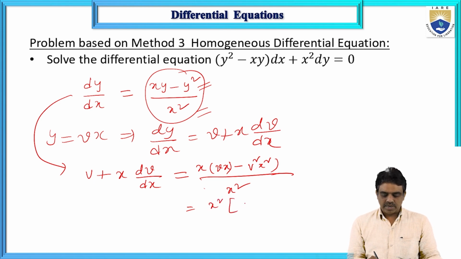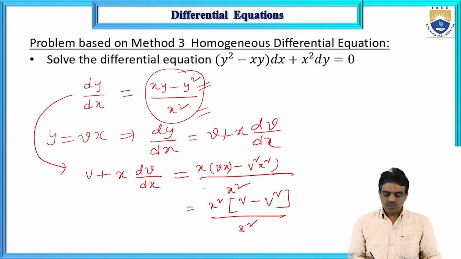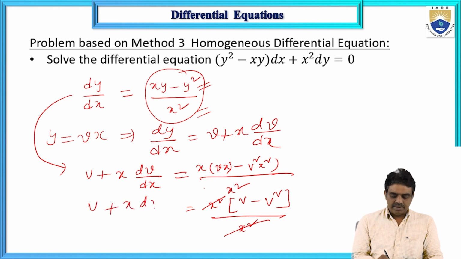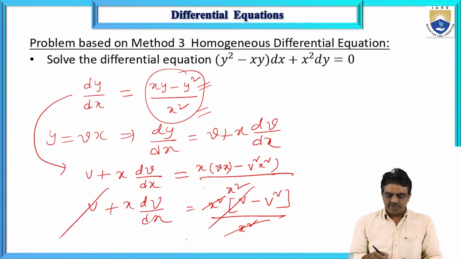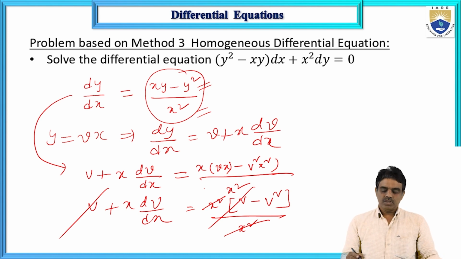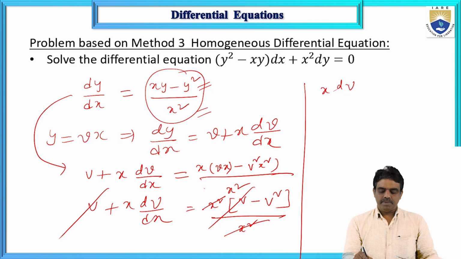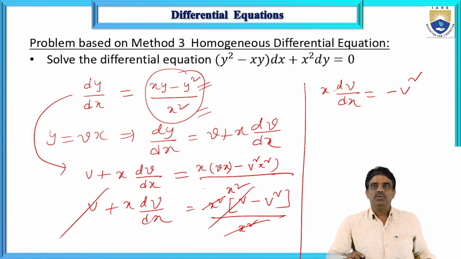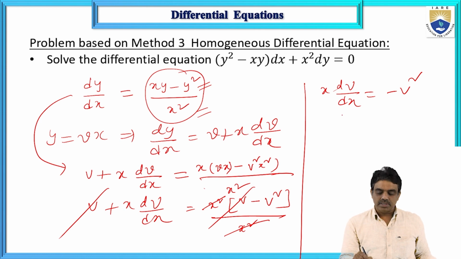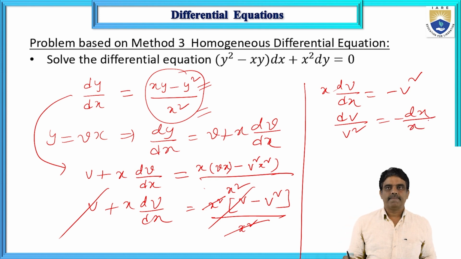So what is common? X square, on taking outside, we will get v minus v square, and in the denominator x square remains the same. So this x square and this x square will get cancelled. On the left side v plus x dv by dx, and this v and this v also get cancelled. So what will we get? X dv by dx is equal to minus v square only. Am I right or not? Now it is possible to separate the variables. I can write dv by v square is equal to minus dx by x.